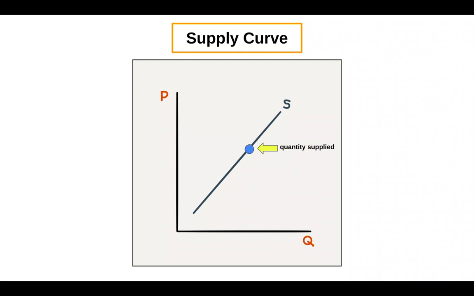And then, of course, one specific point on the supply curve, just like with demand, is a quantity supplied. A specific quantity people are willing and able to sell at a specific price.